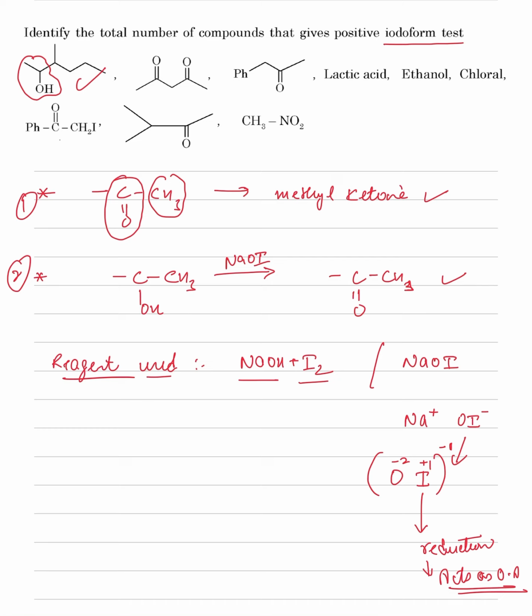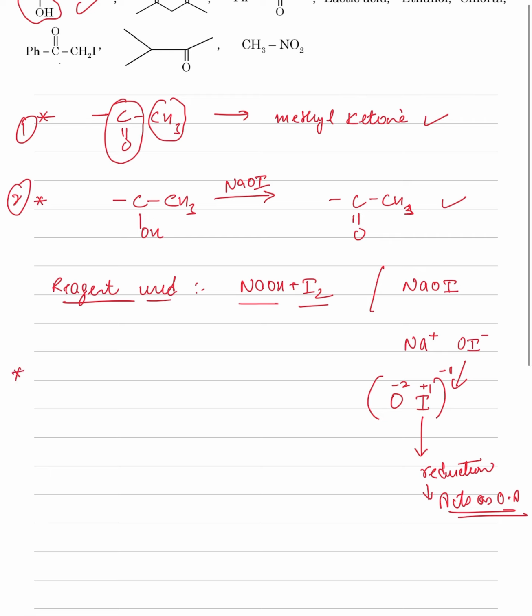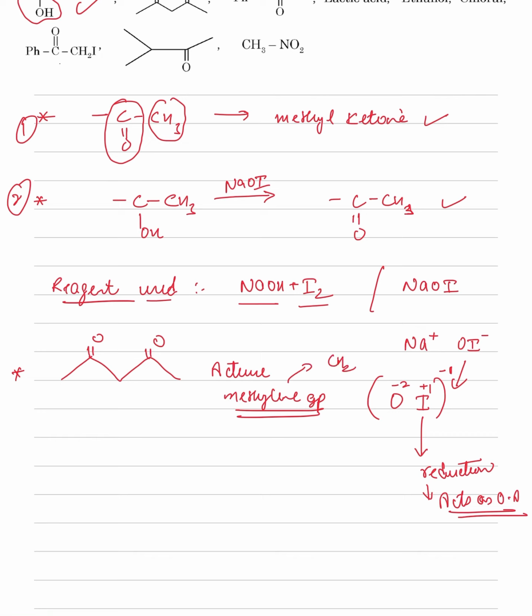Now in the second molecule, if you see, we have an active methylene group. Now what is an active methylene group? Basically, methylene is the CH2 group, right? CH2, like this. Now here this CH2 part is active in nature. Active because the hydrogens attached here are highly acidic in nature, right?